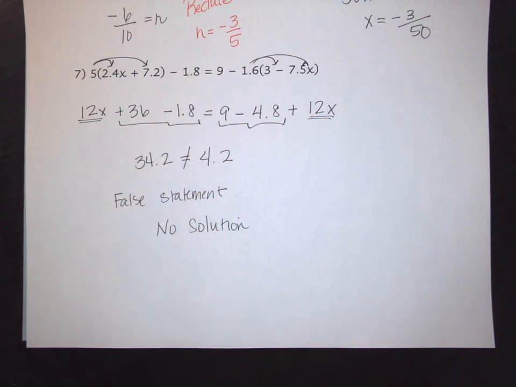Alright, so I hope that helped you on your way to learning the difference between a single step linear equation and a multi-step. Remember, a multi-step means that you have at least 2 or more steps that need to be performed in order to solve your equation. Remember, solving your equation means to isolate that variable.